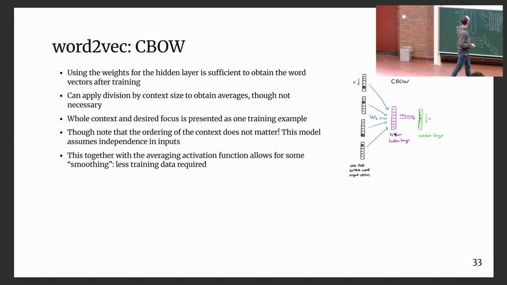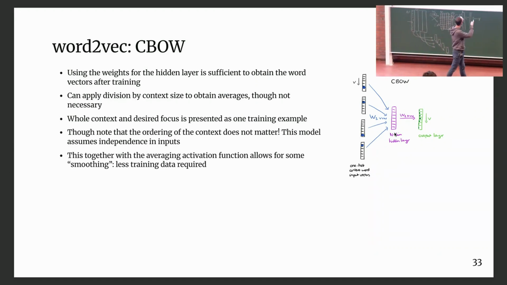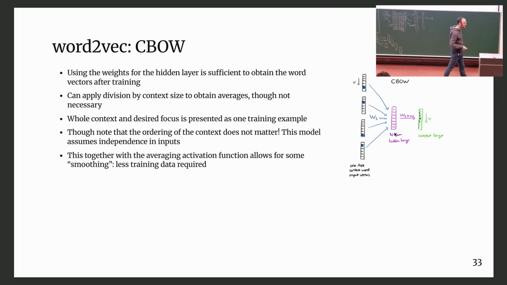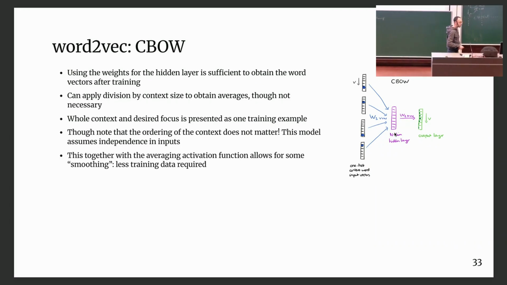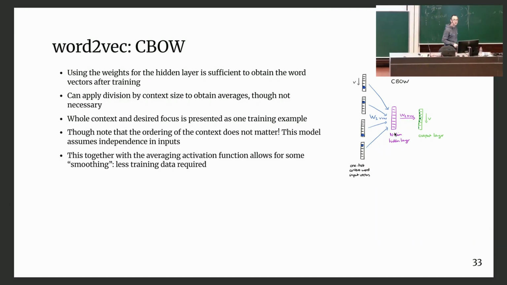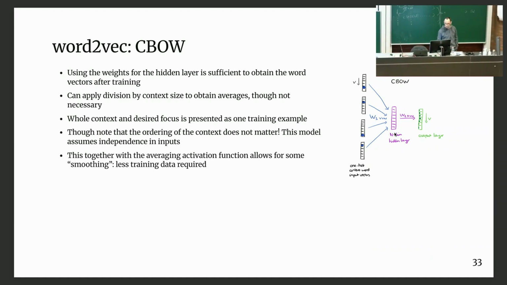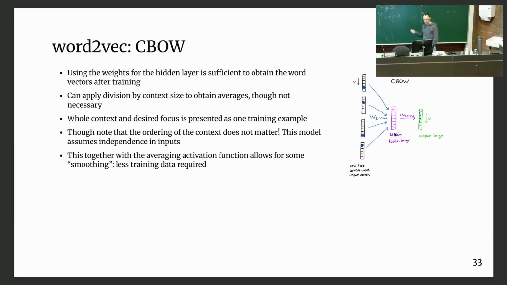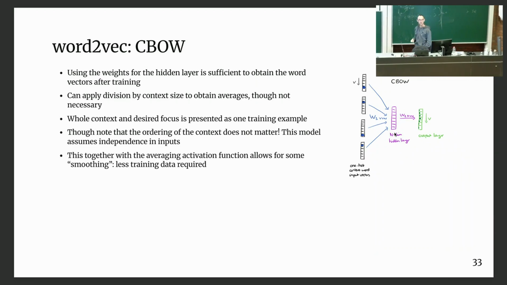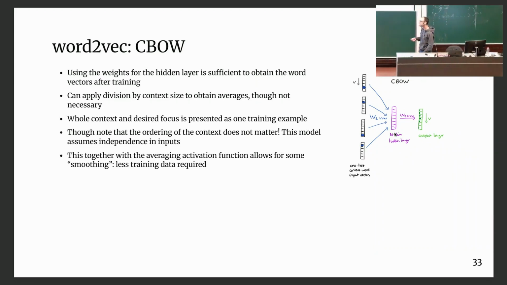The whole context and the desired focus word is here represented as one training example, so you can make mini batches by just randomly sampling contexts and focus words from this large corpus that you have here. Remember that the ordering of the context does not matter, so there is still an independence of sequence in the inputs here.